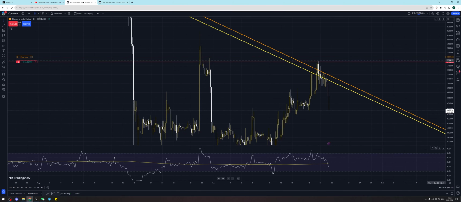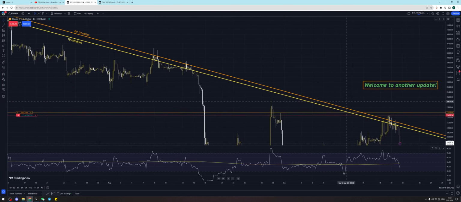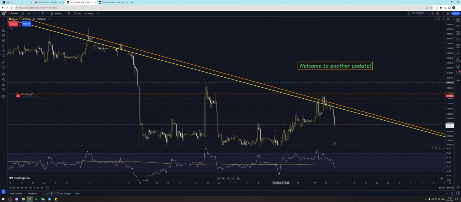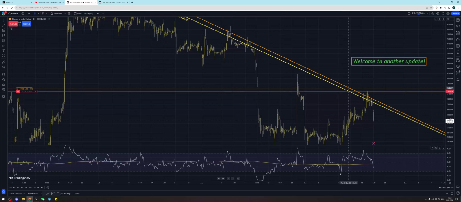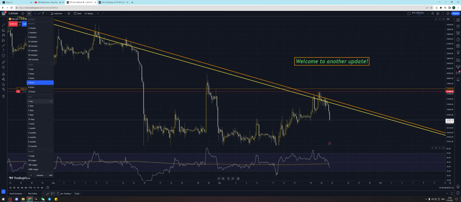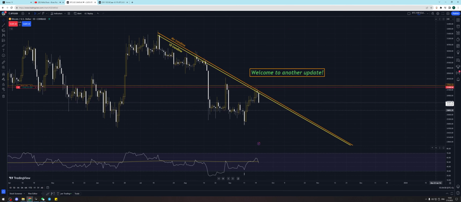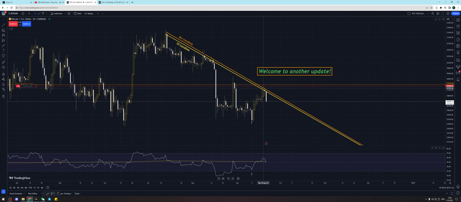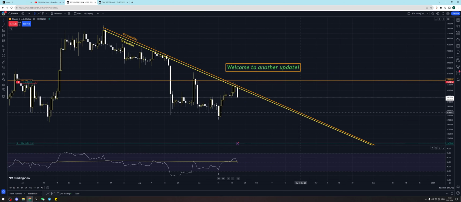What's the second reason? Well, I've just talked about it. These trend lines haven't been touched for a very long time. This is the initial touch. And even if we go back to the daily chart, we see that Bitcoin has struggled to close the daily candles above these trend lines. And what is happening now?